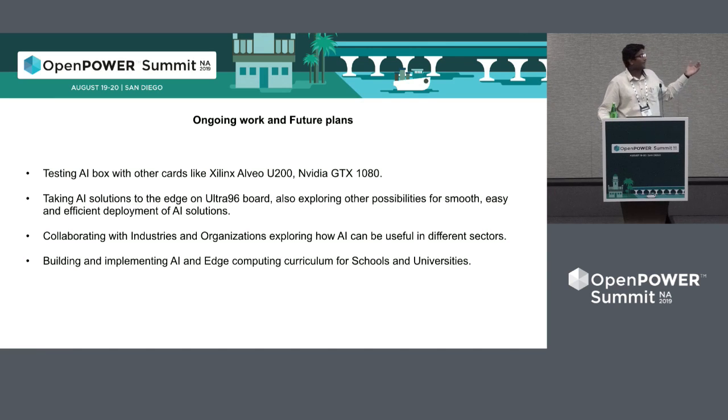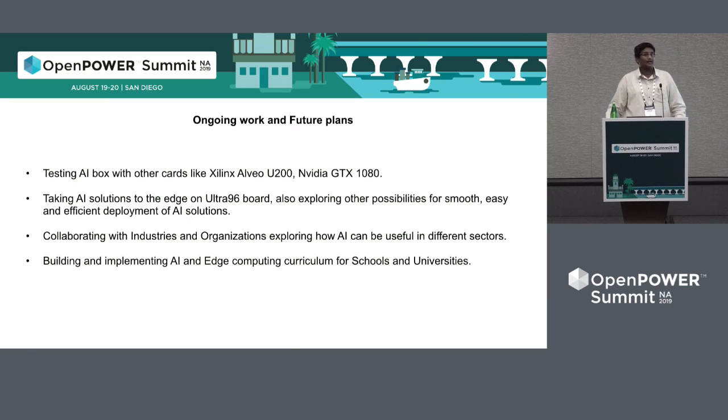And the other would be taking AI solutions to the edge on the next level Ultra 96 board, which would smoothen up the process that we are having right now by 45% efficiency in total time. And we are also working on collaborating with industries on exploring how AI can be useful in different sectors. So AI could be useful from farming to medical to industry to education. So it has a very vast use.